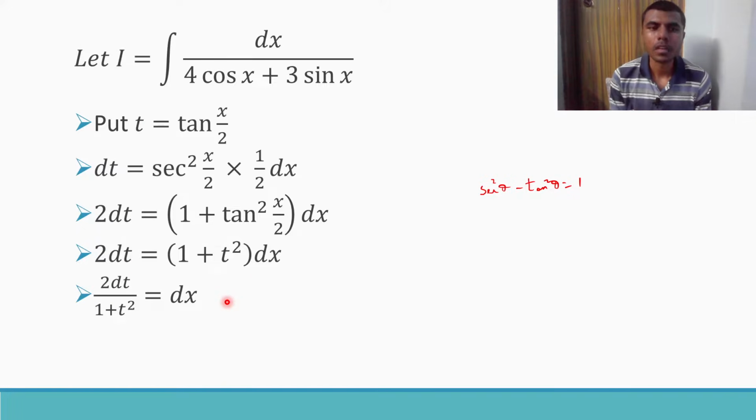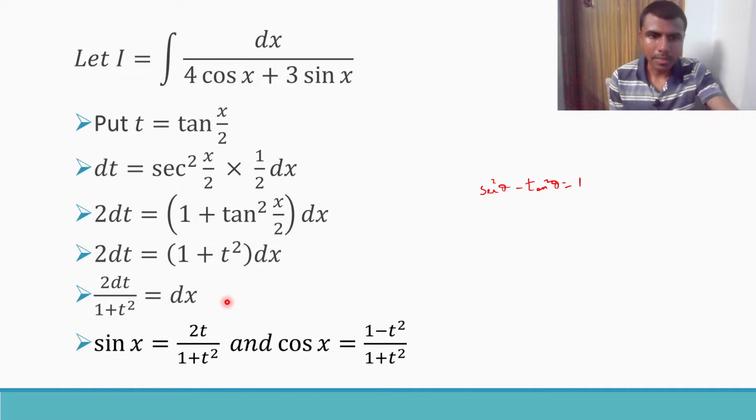Fine. Okay. Now next I expect you to remember this. Sin x is 2t by 1 plus t square, cos x is 1 minus t square by 1 plus t square. So this comes from trigonometry. I don't want to explain that. If you are interested, you can just tell in the comments. I'll try to help you out there.